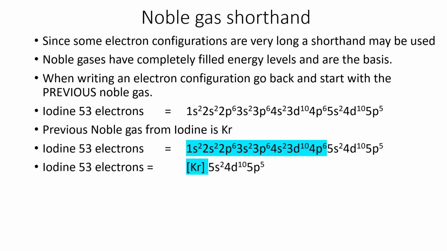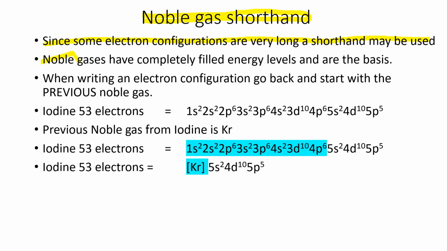There's a shorthand system that gets used for electron configurations. Even though it's still way better than quantum numbers, some electron configurations are very, very long. There's a shorthand that can be used. I'm not going to force you to use the shorthand, but you should be aware of it such that you understand how the shorthand works. It's called a noble gas shorthand.